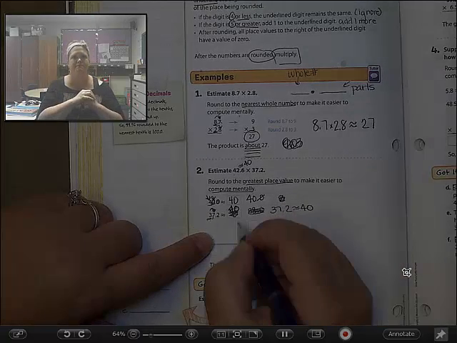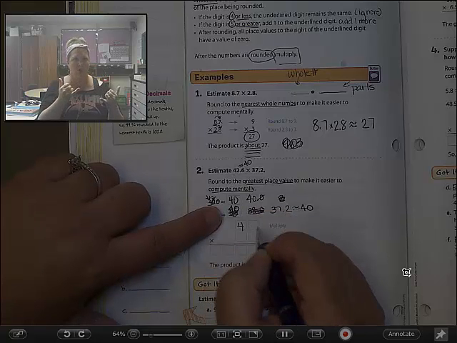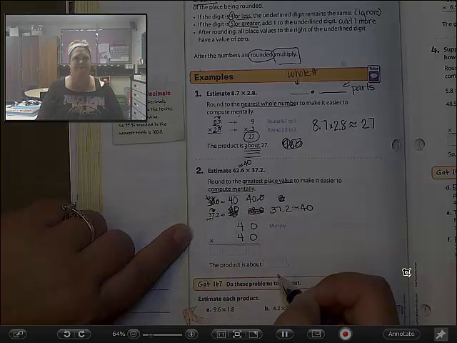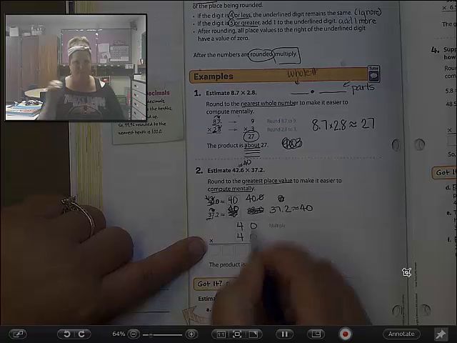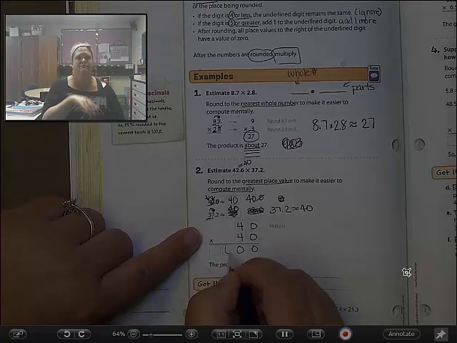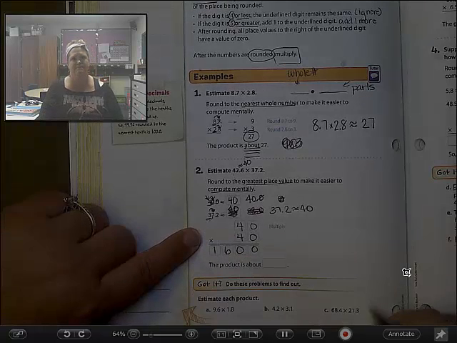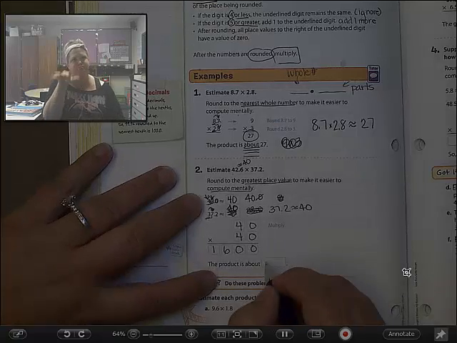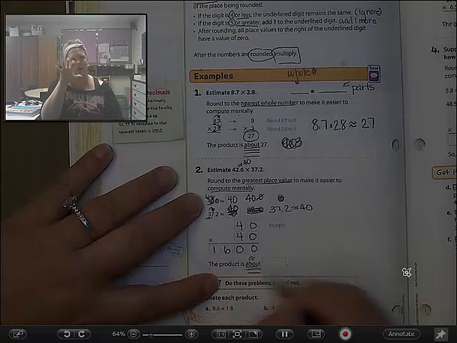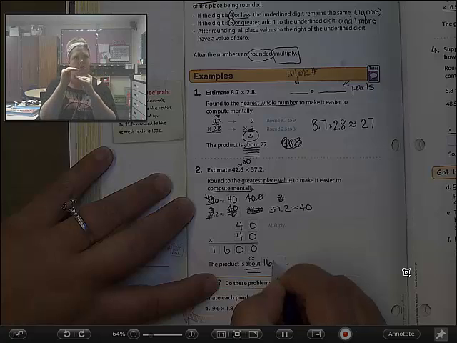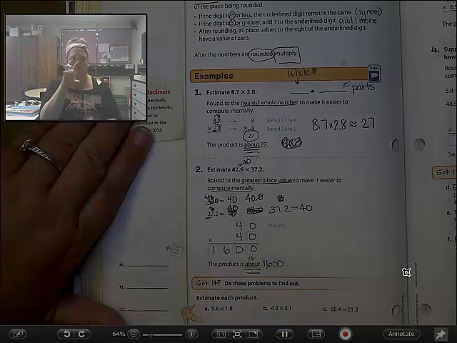So I'm now going to go to my notes. We're going to take our numbers that we rounded. How do I do 40 times 40? 2 zeros. 4 times 4 is 16. So our product is about, our squiggly equal sign, 1,600.